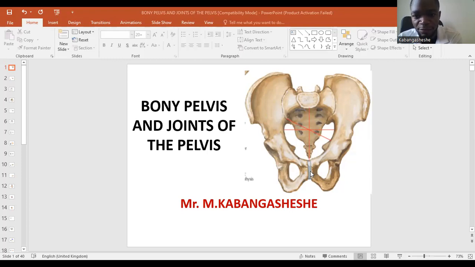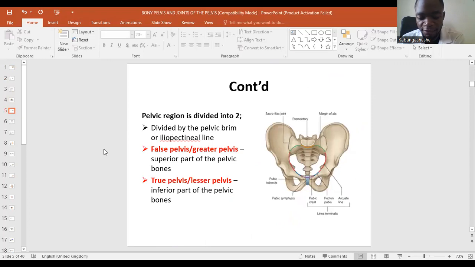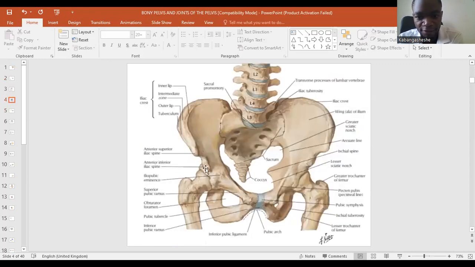Then we have 2 more bones posteriorly. That is the sacrum and the coccyx. So that's 4 bones in total: 1, 2, 3, and 4. Equally, we have 4 joints connecting these bones. So 4 joints, 4 bones. Joint number 1 is anterior, which is the symphysis pubis. This is a fibrocartilaginous joint, a very tough joint.